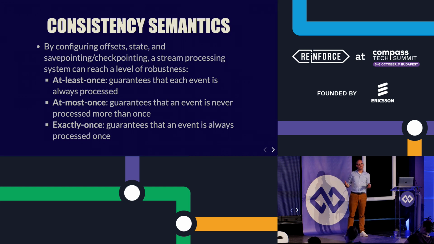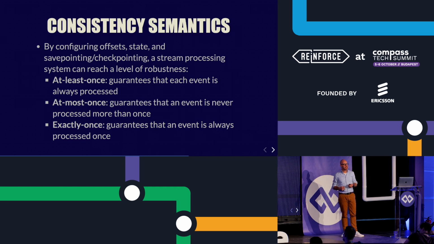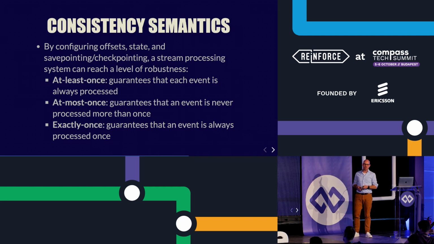But usually the semantic of at least once, so guaranteeing that an event is always processed, but it could be more, is also good enough. That's, for example, in the case of clickstream analysis. If you just want to make sure that you're processing all your events, it doesn't really matter if you sometimes have a double event that you process twice.